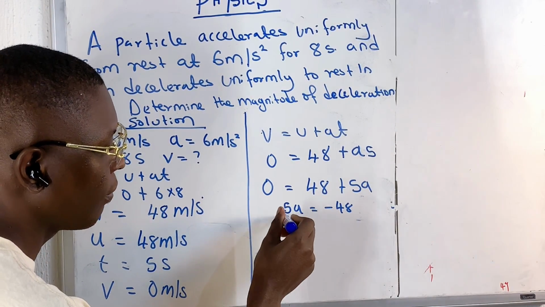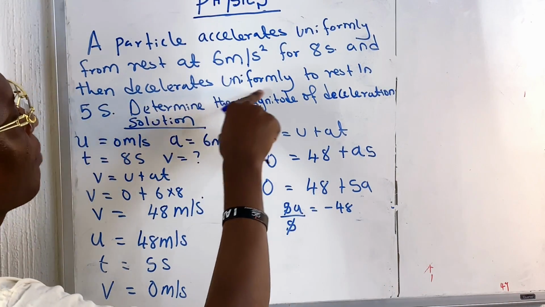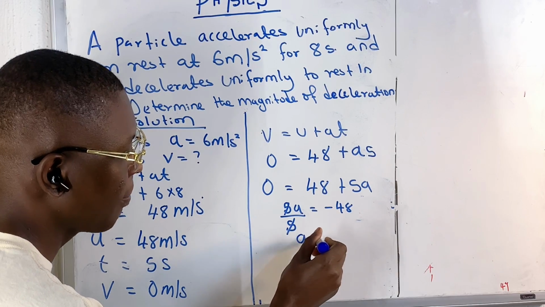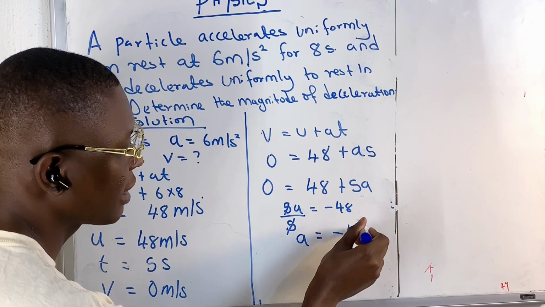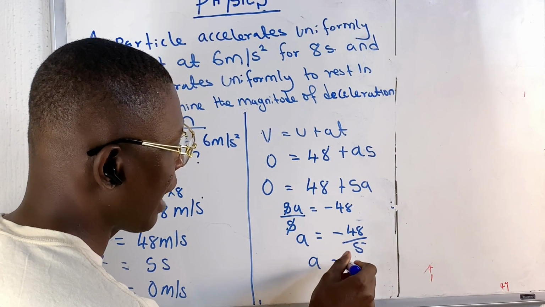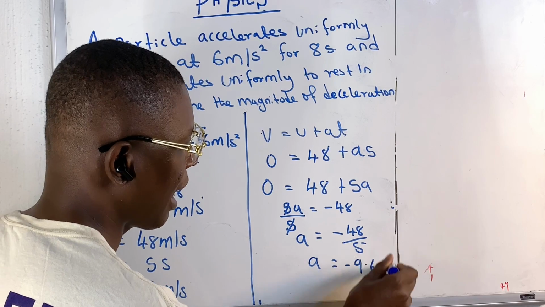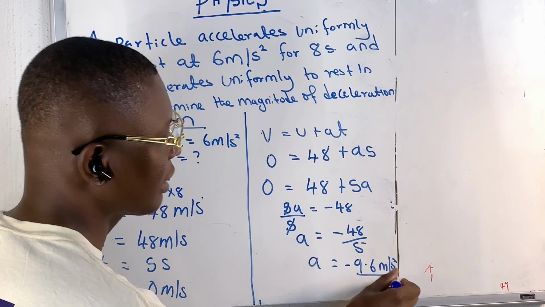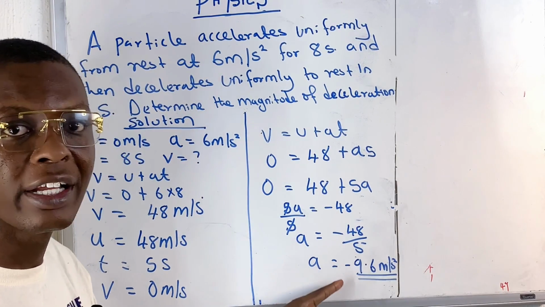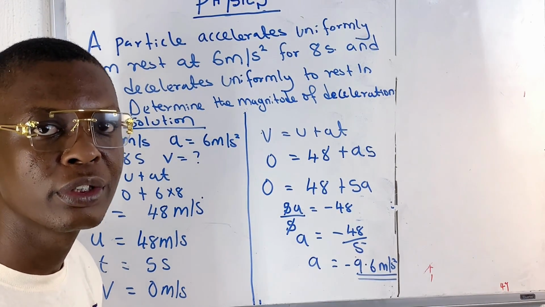So a here, we want alone, so we divide by 5, because we are looking to determine the magnitude of deceleration. So a will be simply minus 48 divided by 5. A will be equal to minus 9.6 meters per second squared. So it simply means that the vehicle decelerated. Deceleration simply means coming to rest. It decelerated at minus 9.6 meters per second squared.